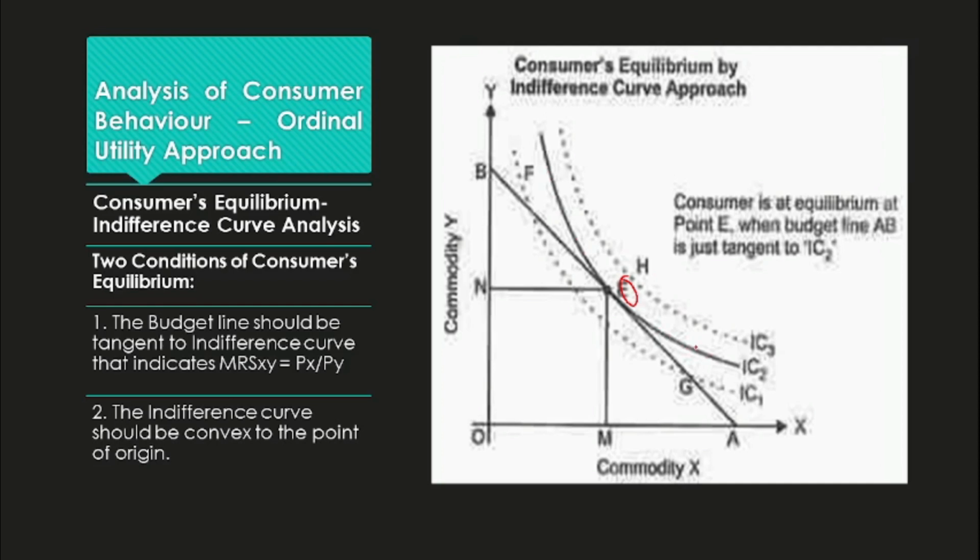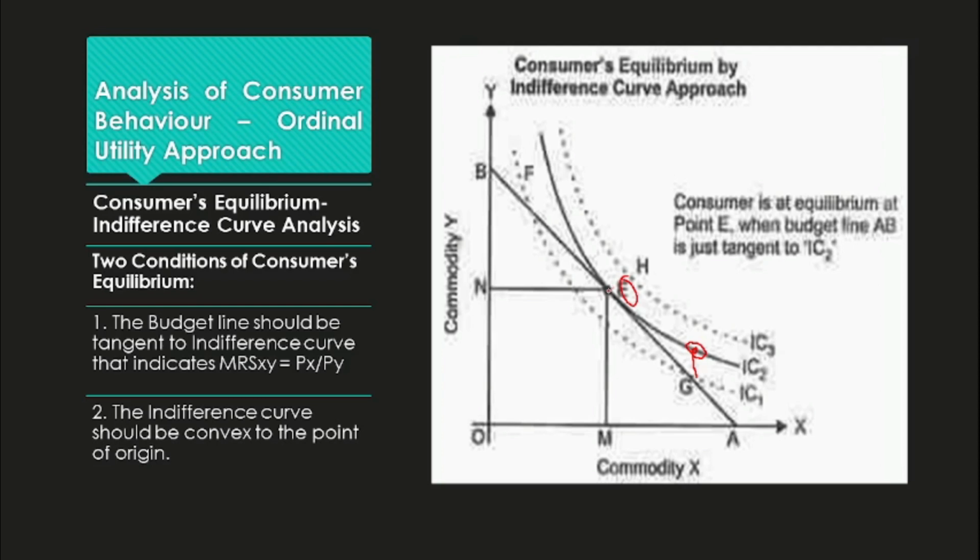But if you wish to choose, suppose, this combination of commodity X and commodity Y, you can do that. But the budget line is somewhere below this. It means money income does not allow you to spend that much on commodity X and commodity Y. You have to have more income for that. So you cannot purchase it because of the budgetary constraint. That is why it is very important that the indifference curve becomes tangent to the budget line, because in reality you can choose only this particular combination.